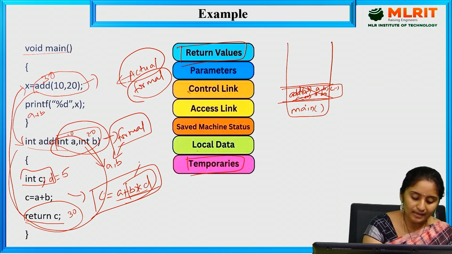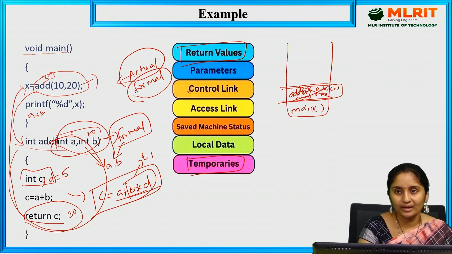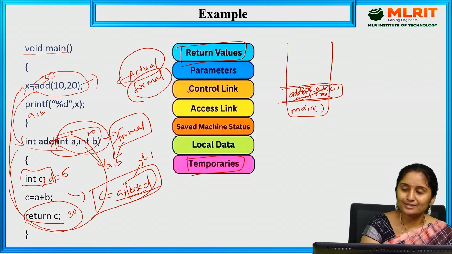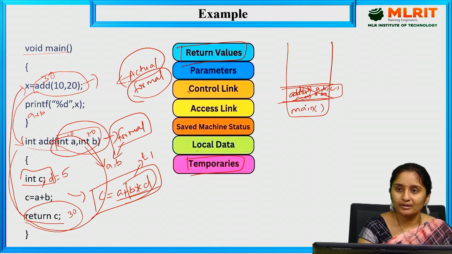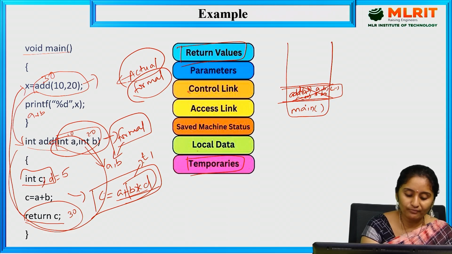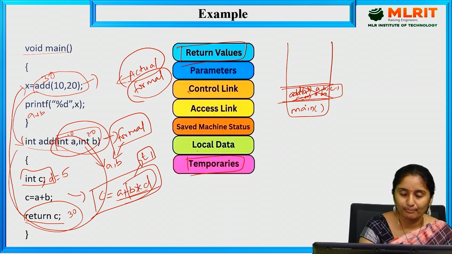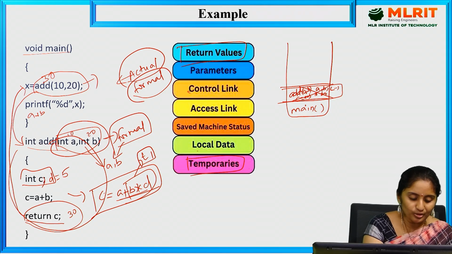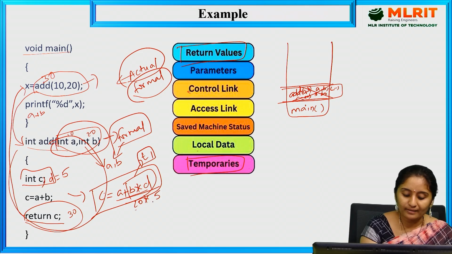So let me assign this B into D with some temporary variables. Based on the given expression, I'm going to allocate the temporary variables to it. So for B into D, I have given T1 as a temporary variable. B is 20 and D is 5, so 100 is assigned to the T1 variable.